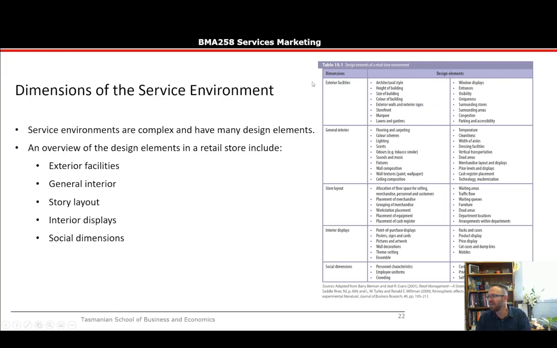So we've got the table here of the exterior, general exterior, the store layout, interior, and the social dimensions in there, which is a little bit more detailed in there. I don't really have time to go through all of those, but when you do your analysis for your service audit, spend the time in there checking that out.